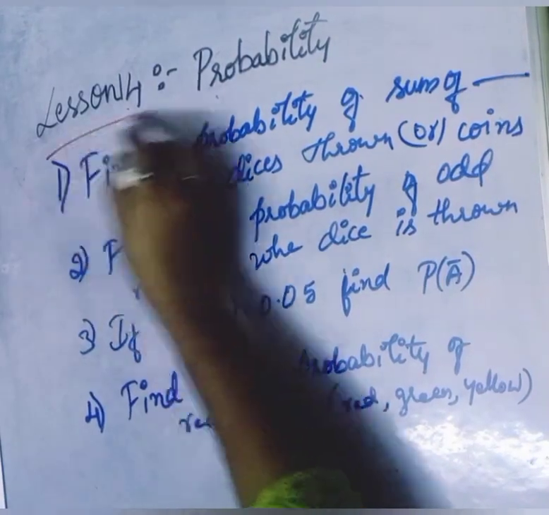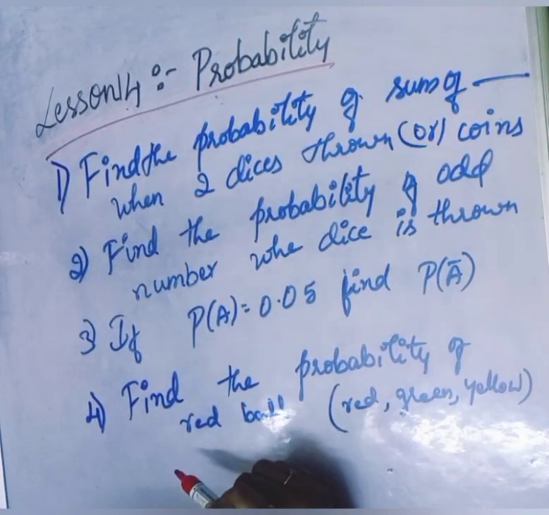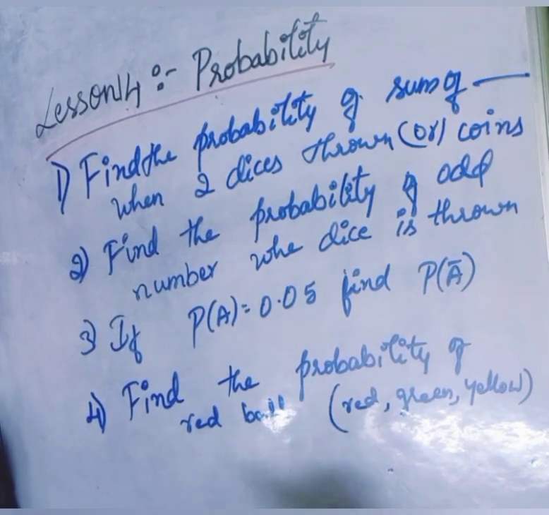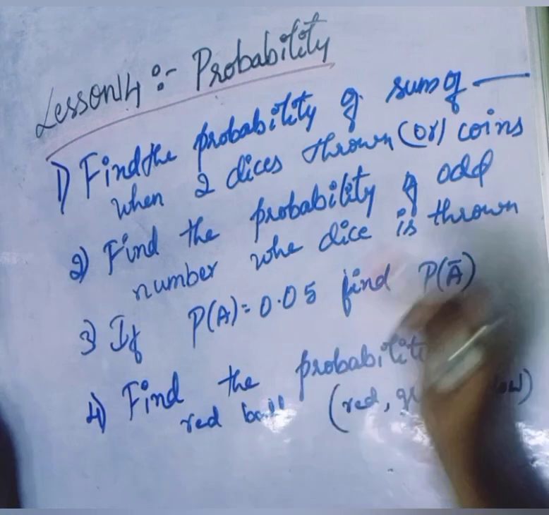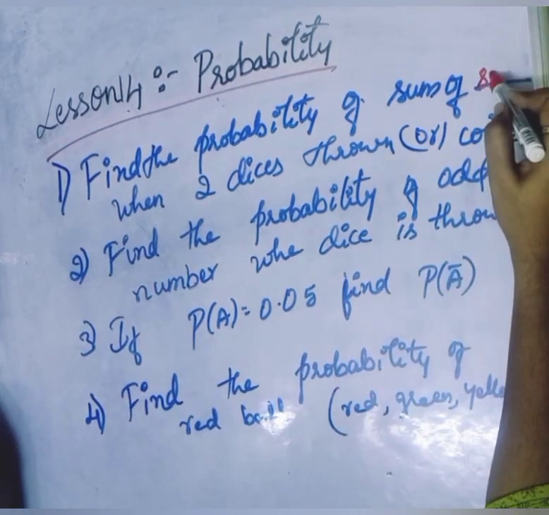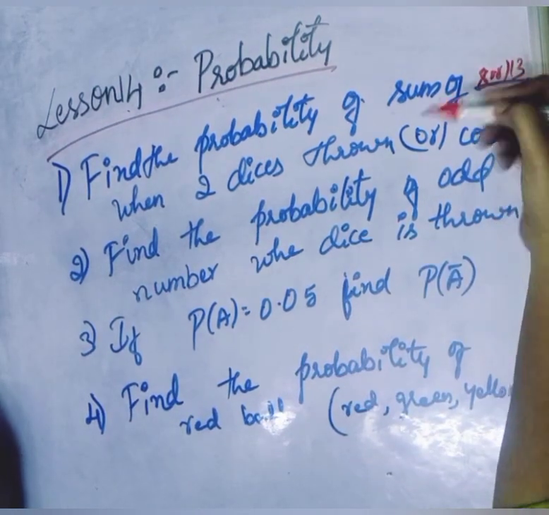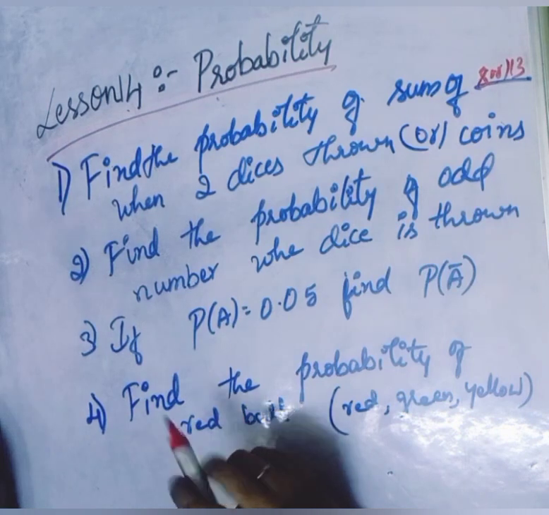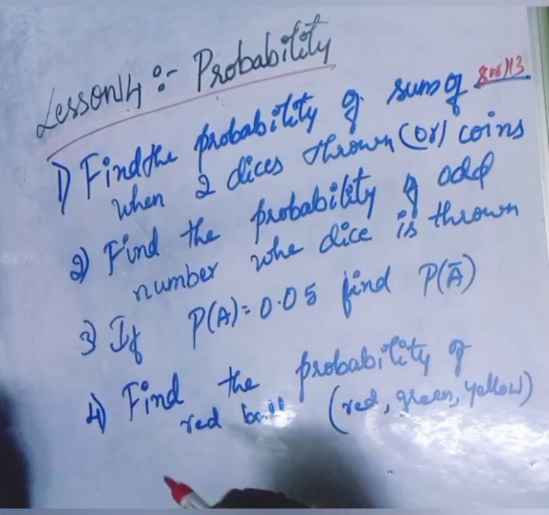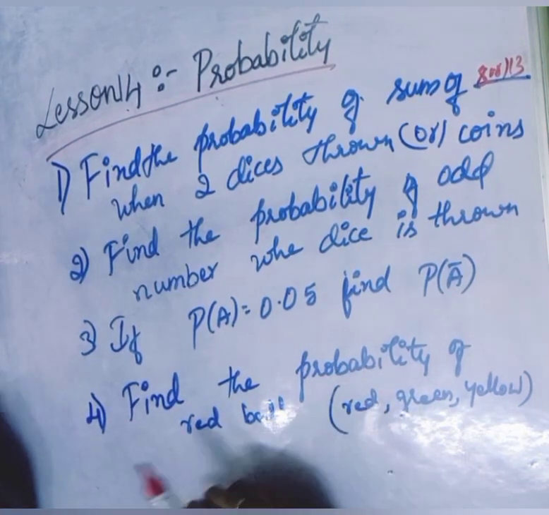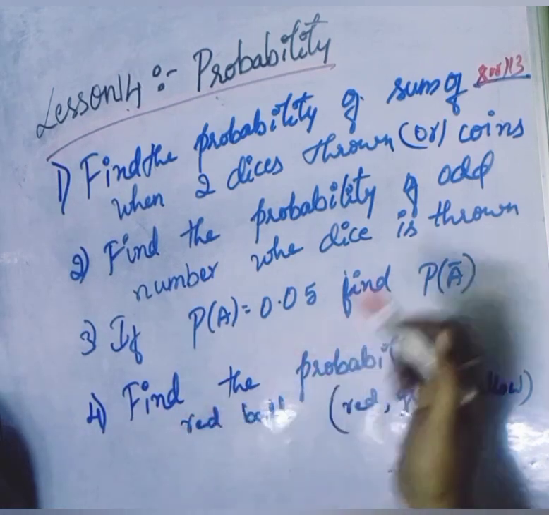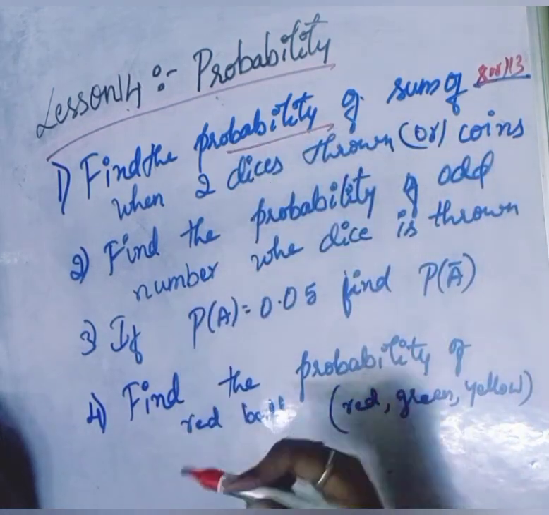Lesson number 14, probability. One question for 2 marks and one question for 1 mark will be confirmed. So find the probability of a sum of, for example, 8, otherwise sum of 13, otherwise more than 8, like that also they may ask. When you throw 2 dice, you will get a sum of these many numbers. So what is the probability of that, you need to find out.